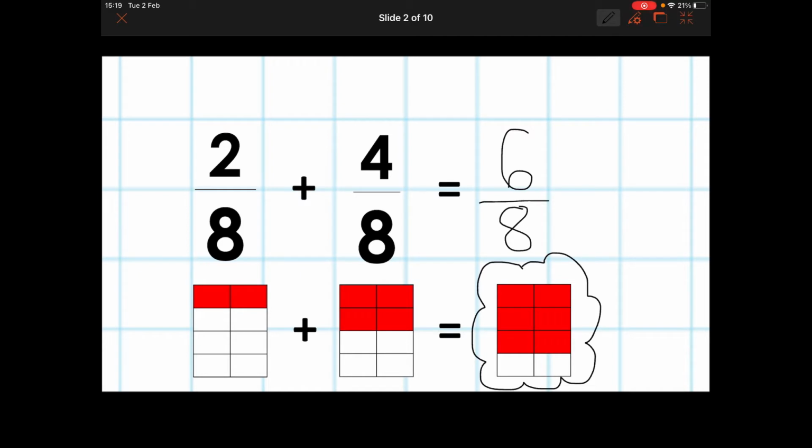Now, if we can remember how to simplify, then we're going to simplify this fraction. So I have 6 eighths. I know it can be simplified because they are both even numbers. To simplify, you have to find the biggest number that both can divide into exactly. So for 6 and for 8, it will be 2. 6 divided by 2 is 3, and 8 divided by 2 is 4. So 3/4 is the simplified term.